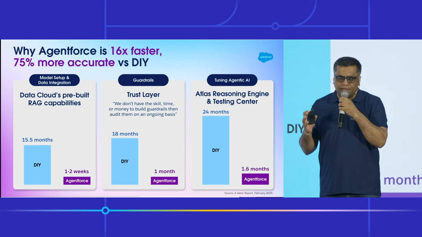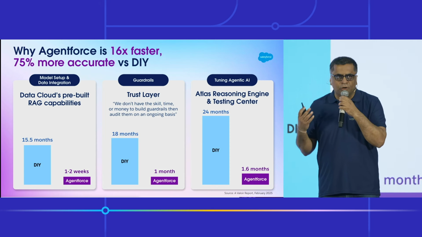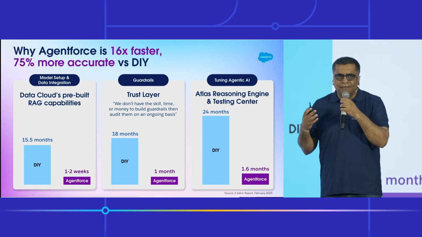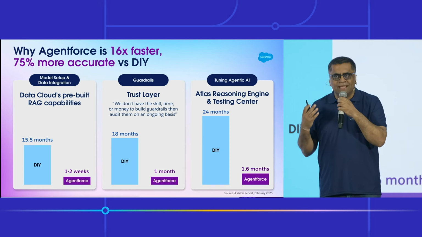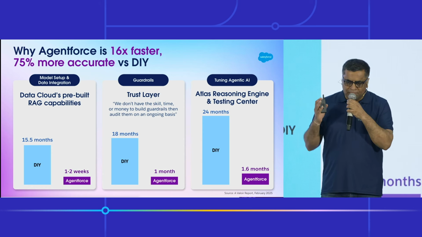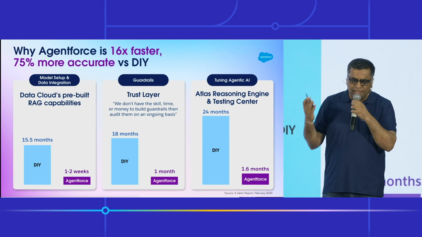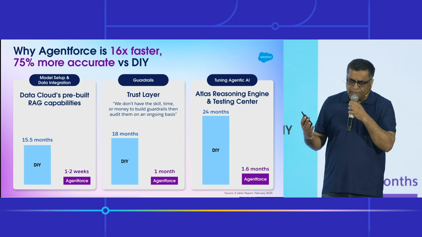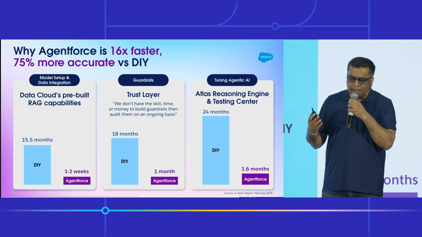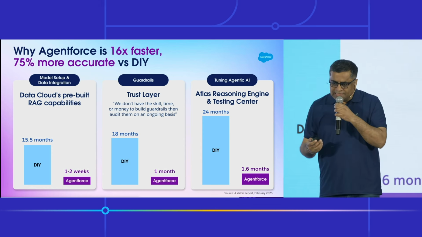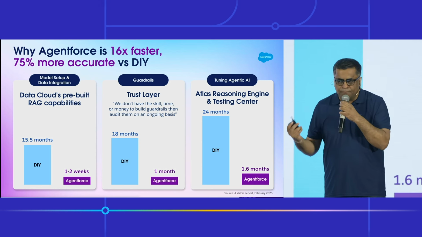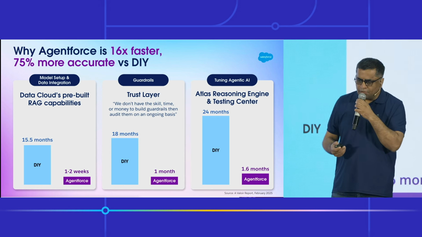But just to give you perspective, we talk about AI taking jobs from developers. The right way to say it is: AI will not take your job, but somebody who knows AI might actually take your job. Just some examples of how easy it is to do things with Data Cloud as well as Agentforce together. Model setup and integration, if you DIY, do it yourself, takes 15 months versus a couple of weeks. Trust layer, establishing guardrails, several months versus a month. Reasoning engine, which is the most complex part. Try building a reasoning engine, it will take you 2 years, God bless you.